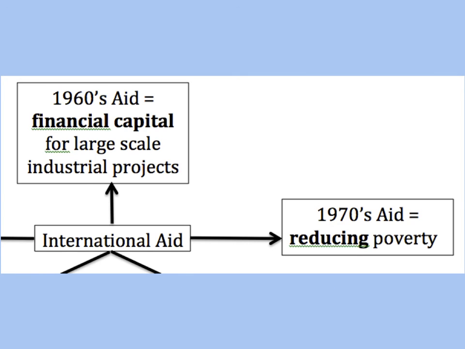To summarize what we've seen, I would say that the 1970s aid goal was to reduce poverty.